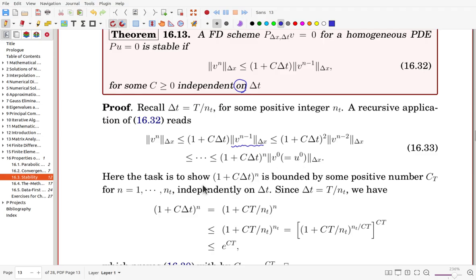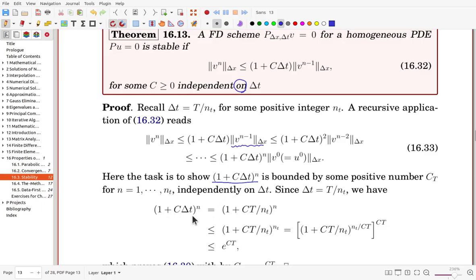Now here, we have to show that this one is bounded. Once it is a bounded number, then for every level, the energy is bounded by a constant times the initial energy. So we have to show this one is bounded. Quite easy to do that.